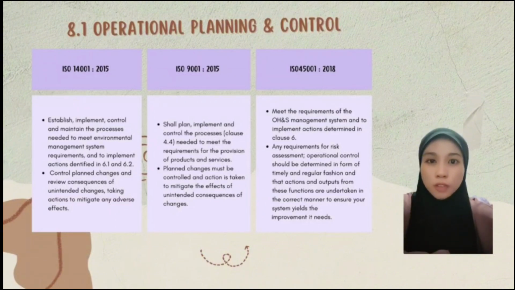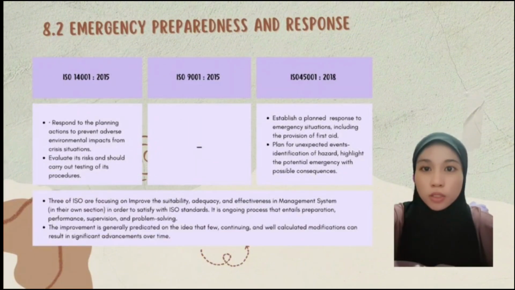For ISO 45001:2018, it meets the requirements of the OH&S management system and the implemented actions determined in clause 6. Any requirement for risk assessment and operational control should be determined in a timely and required fashion, and the actions and outputs from this function are undertaken in the correct manner to ensure your system gets the improvement it needs. 8.2 is emergency preparedness and response.